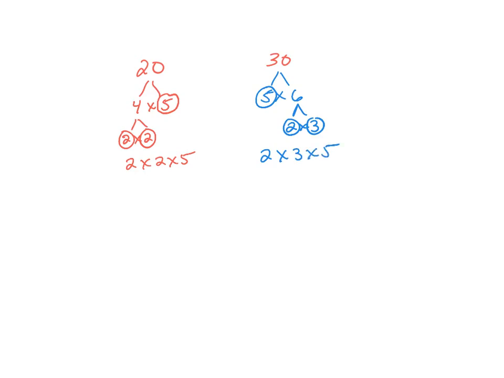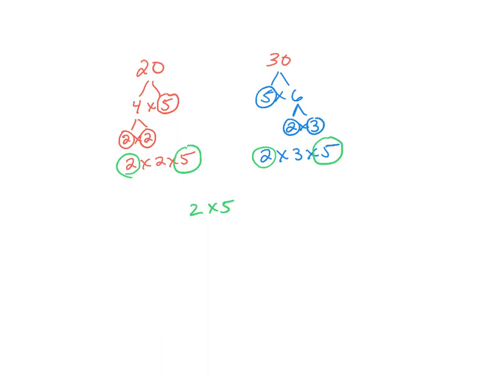Well, what do both of those prime factorizations have in common? Well, they both have a 2 in them, so I'm going to write down a 2. They also both have a 5 in them, so I'm going to write down a 5.